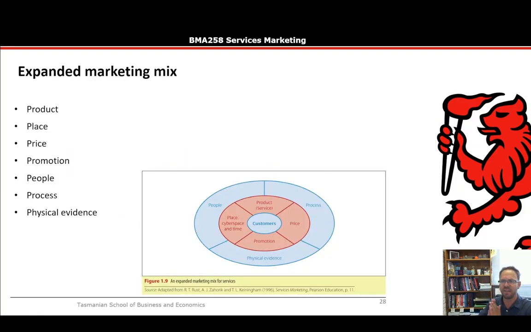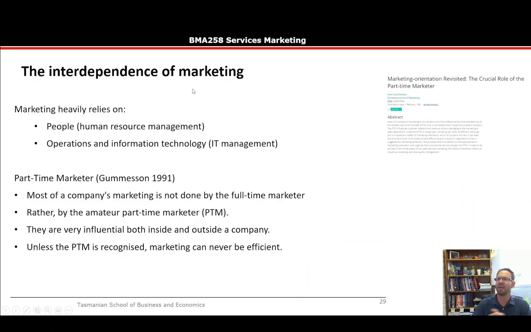Now, I want to finish off the last section on the expanded marketing mix. I'm pretty sure most of you by now will know what the expanded marketing mix is. Originally developed with the 4 Ps of product, place, price, and promotion, but now, thanks to services marketing, we have people, process, and physical evidence. And these are going to form a big part of your final assessment task. So, the interdependence of marketing. Marketing heavily relies on people, right? I've said that before, and we're going to learn that more.